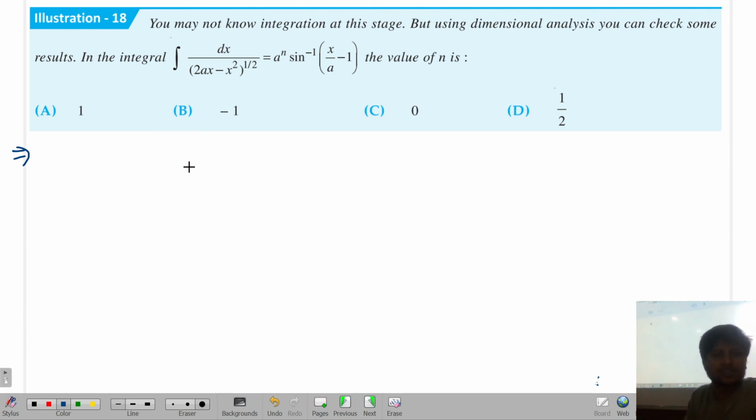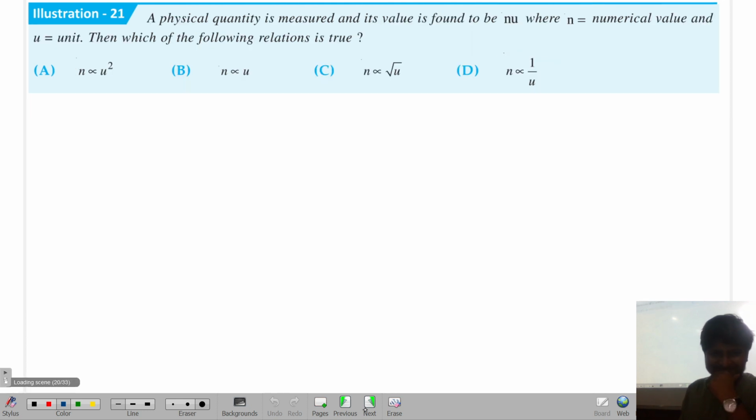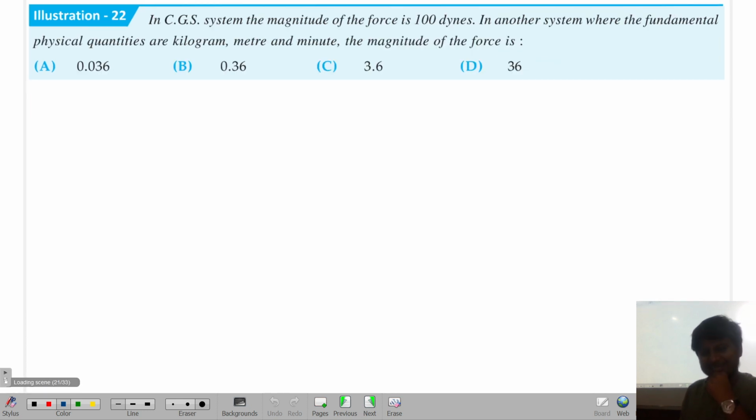Can you do this question? Anyone? You may not know integration at this stage, but using dimensional analysis, you can check some result in the integral. Integral dx by the square root of 2ax minus x square. Can you solve this? Leave it. I will do it.